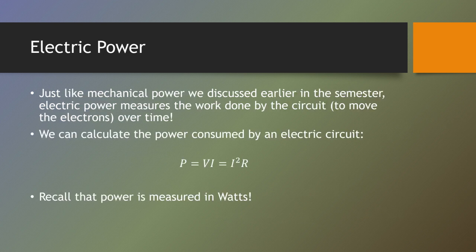Finally, in the last part of the section, we talked about electric power. Like mechanical power, electric power measures the work done by the circuit to move the electrons, or to use an appliance, for example. We can calculate the power consumed in an electric circuit by just multiplying the voltage times the current. And if we use Ohm's law and replace the voltage with what we know it to be equal to, then you can also write the power as the current squared times the resistance.